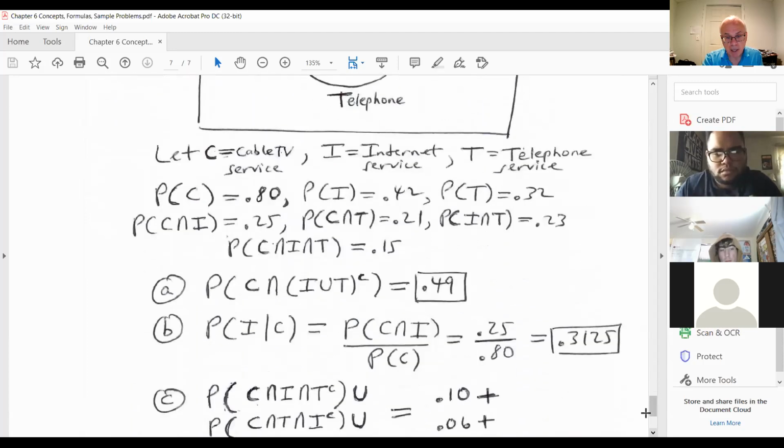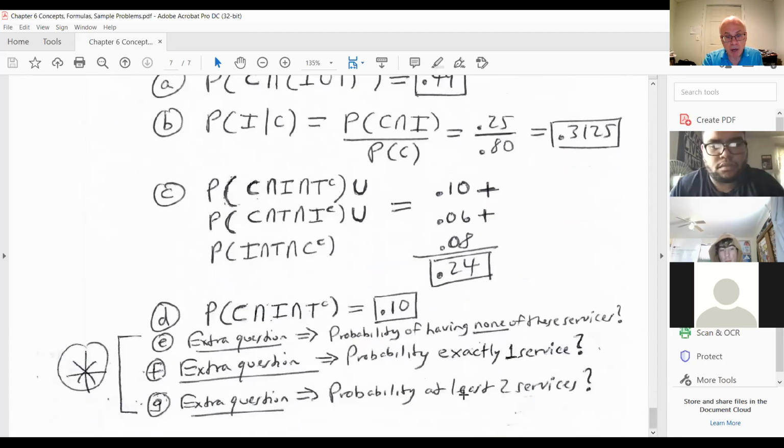And finally, the last one, what's the probability of at least 2 services? Of at least 2. The answer to that question, if you think about it, would be the probability of having none of the services, plus the probability of having exactly one service. If you add those two up and subtract from one, that would be the probability of having at least two, which would mean the probability of having exactly two plus the probability of having all three.